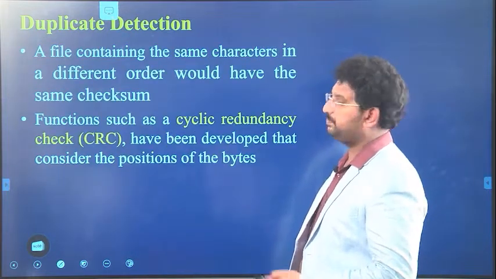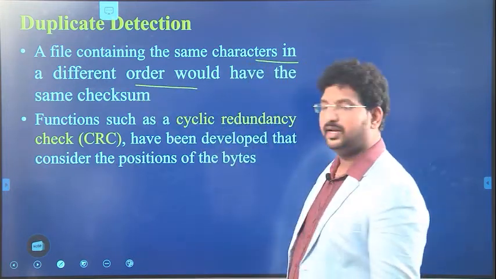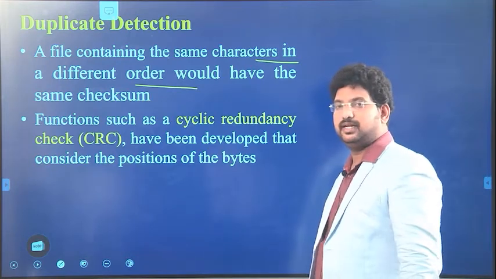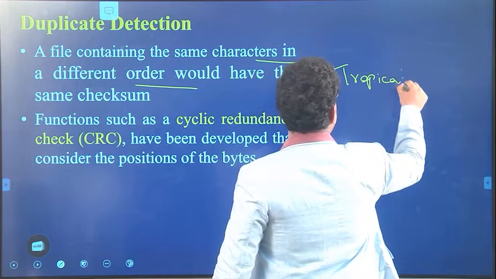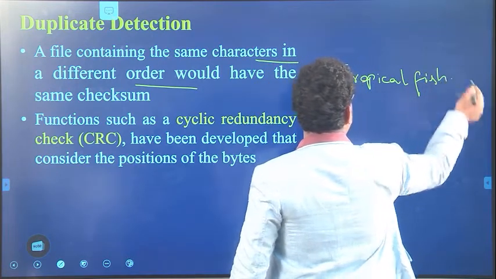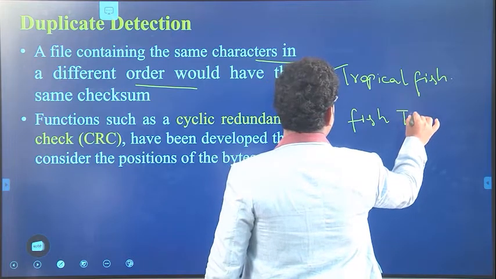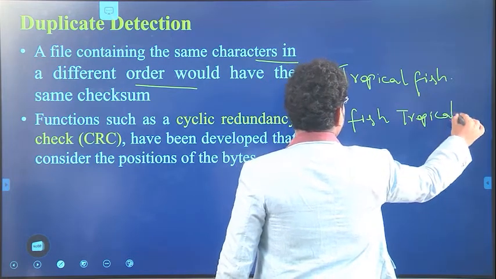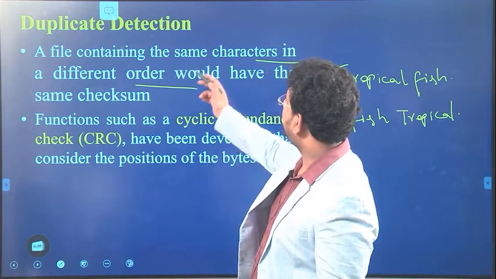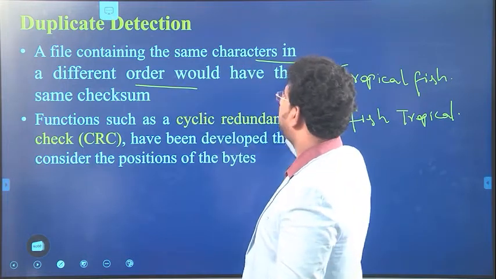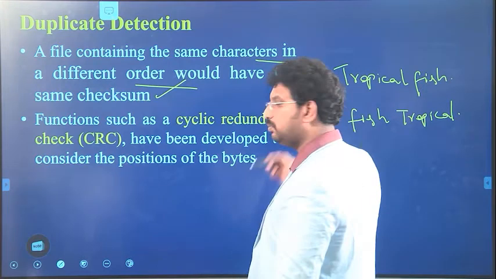And next, consider a file containing the same characters in different order. For example, the words we have seen, "tropical fish", and in another document it is present like this: "fish tropical". Now you have the question, are both the same or not? Yes, obviously it is the same. The file containing the same characters in different order would have the same checksum. Whenever you calculate the checksum for this one, both are the same.